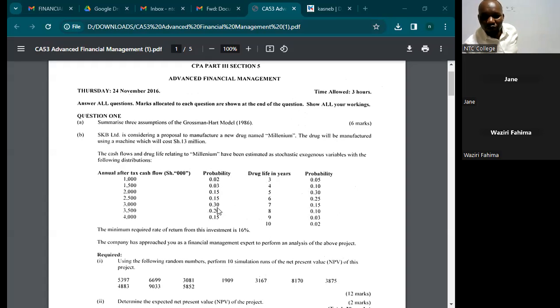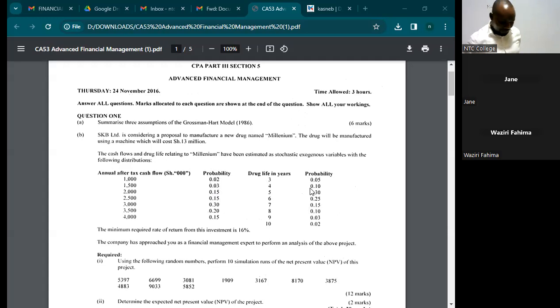So you just know that this one should have a random number separate from this. But this random number, if you are to make it, what will it help you select or pick? It will help you to pick the drag life. This one will help you to pick the net cash flow. So it means that when you want cash flow, you come and pick from here using the probability range here. So that means that we're going to make two probability ranges, one for cash flow, another one for drag life.